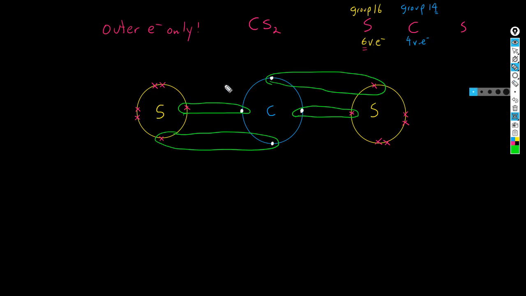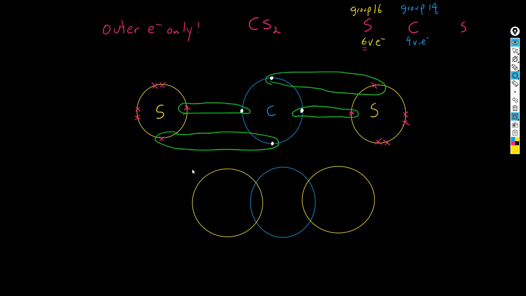So what's going to happen here? We're going to have our central atom, which is our carbon. So I'll draw the circles first. Overlapping or bonding with our sulfur atoms. We're going to draw our sulfur here overlapping, and then our sulfur on the other side overlapping. So we have here our sulfurs on the left and right, our carbon in the center.